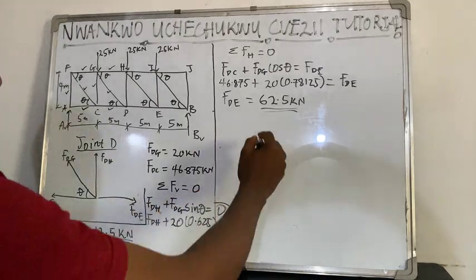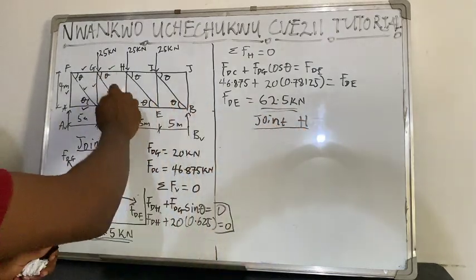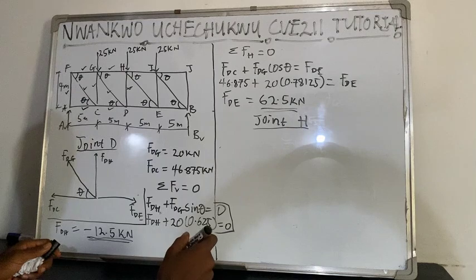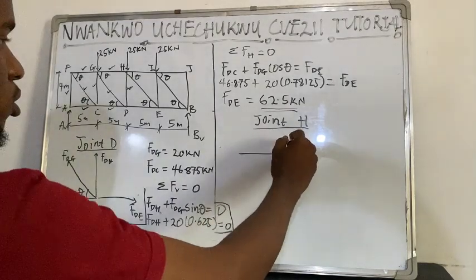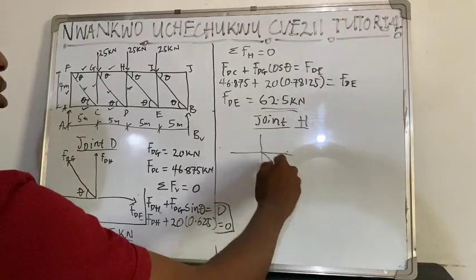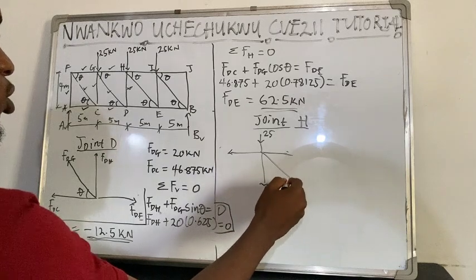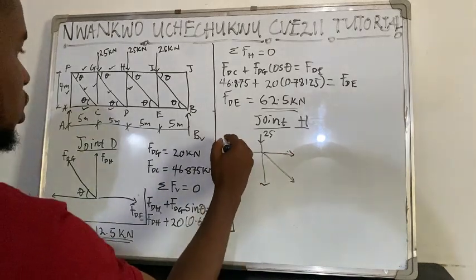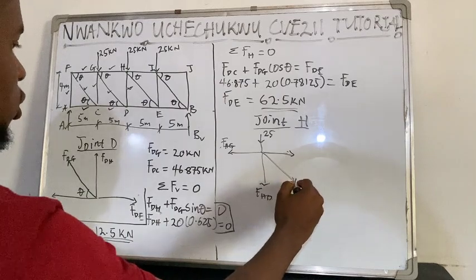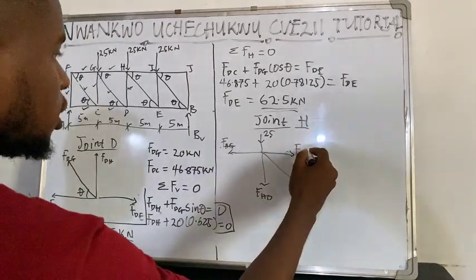we move ahead to the next joint. So let's say joint H. We can move to joint H now because we've done MDH, so we know this, and it reduces the number of unknowns. So let me depict this. This is the force that is given to us, which is 25. Then we assume the direction of the other ones to be going out of the joint. So we have FHG, FHD, FHE, and FHI, right?